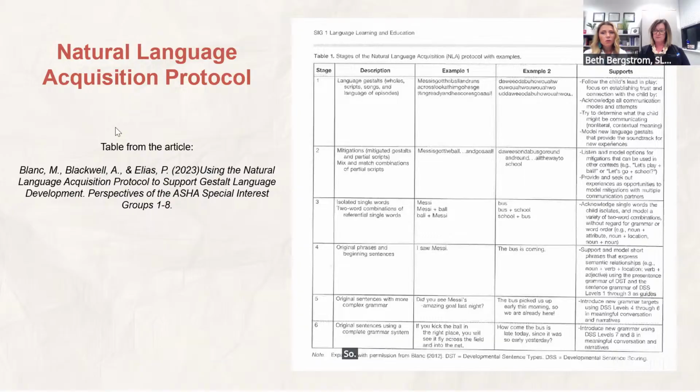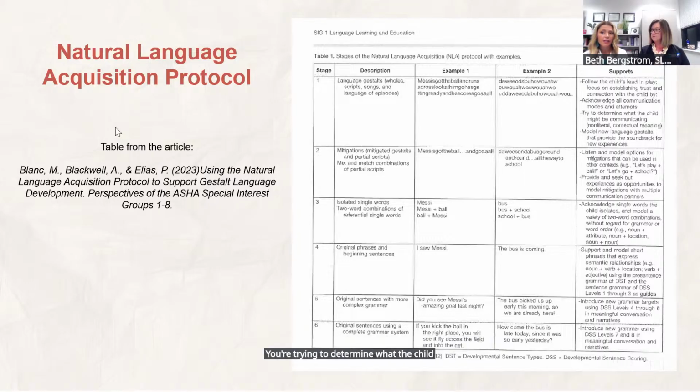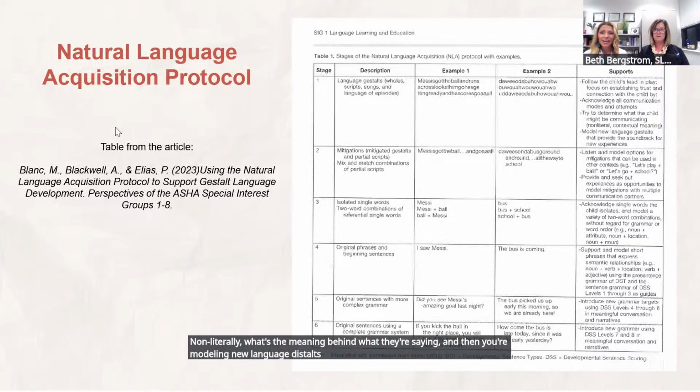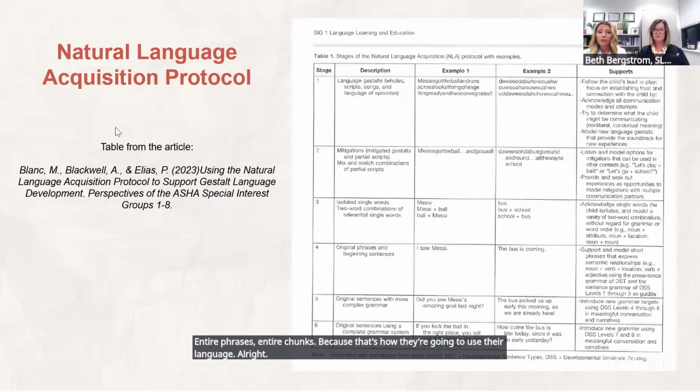So in stage 1, you're really following the child's lead in play. You're acknowledging all their communication modes. You're trying to determine what the child might be communicating to you, so non-literally, what's the meaning behind what they're saying? And then you're modeling new language gestalts for them. So again, not just single words; you're modeling entire phrases, entire chunks, because that's how they're going to learn their language.